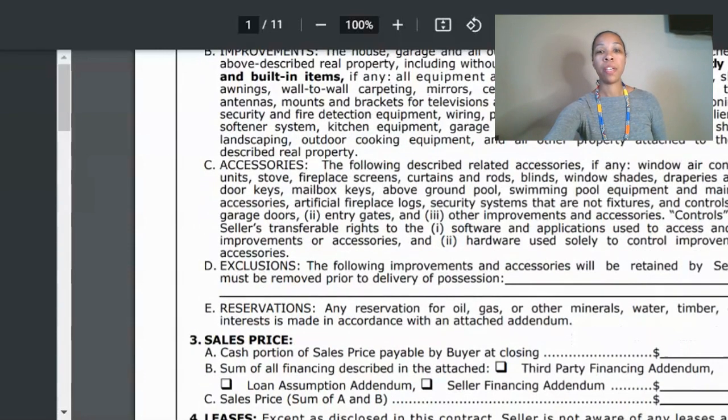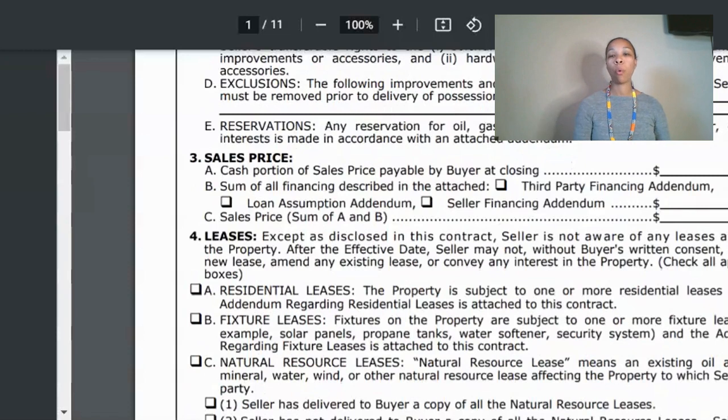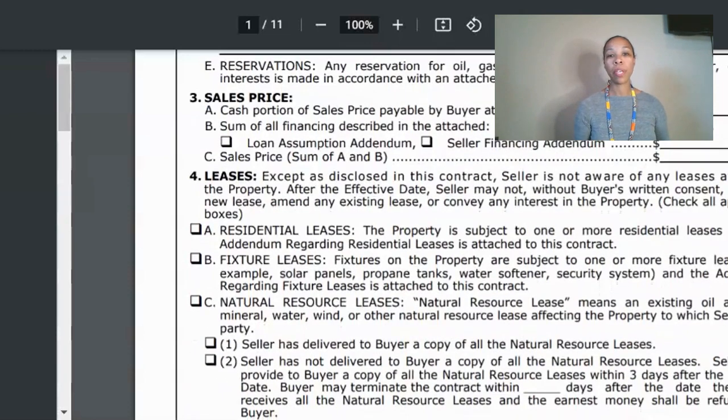Okay. And then reservations, you may or may not need to deal with that depending on where your property is situated. But essentially, that has to do with the oil, gas, other minerals that might be on that property. So then the sales price.